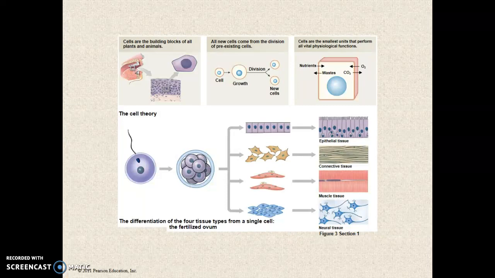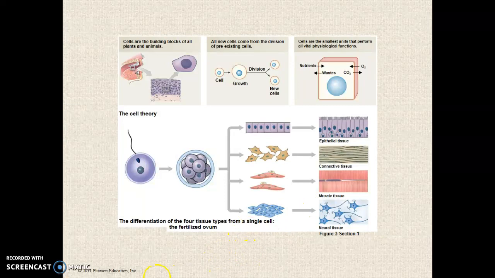Some more observations led to the cell theory. In science, a cell theory is as strong a statement as you can make because all evidence from any experiment supports that theory. So the cell theory states that all living things are made of cells, all new cells come from pre-existing cells, and the cell is the smallest unit of life that performs living functions.